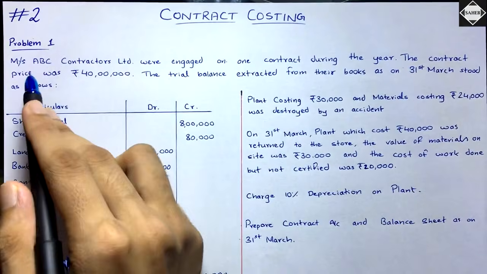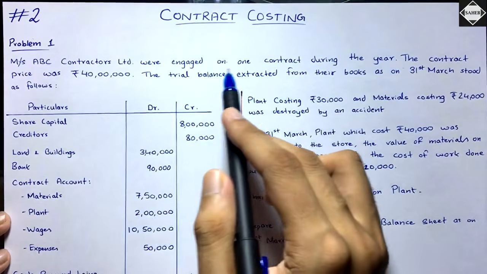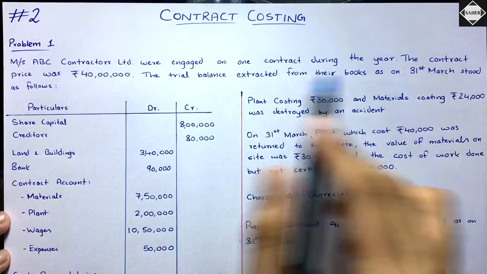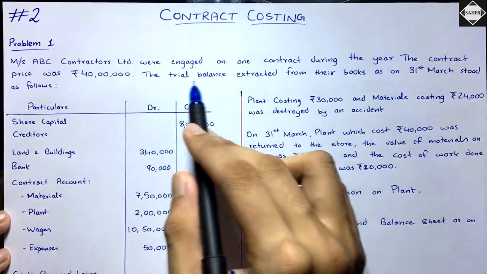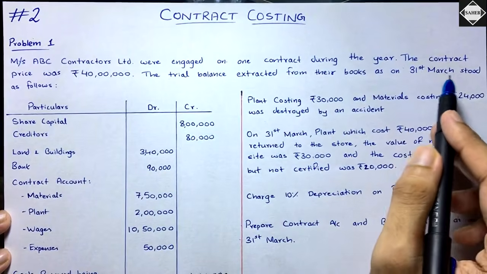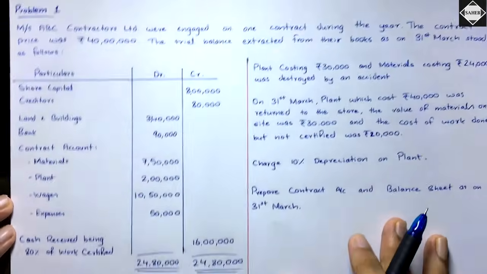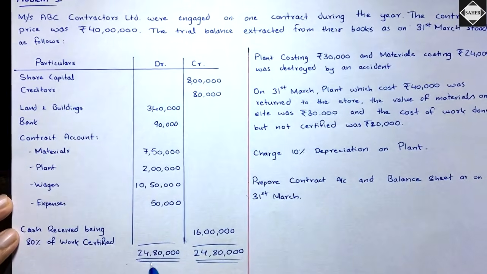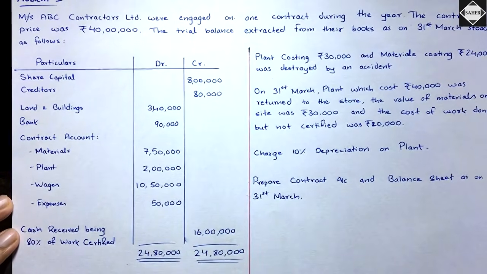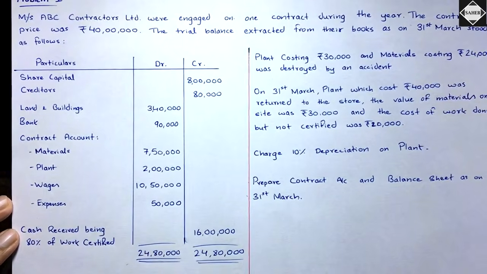So see here, ABC Contractors Limited were engaged on one contract during the year. The contract price was rupees 40 lakh. The trial balance extracted from their books as on 31st March stood as follows. So here we have the trial balance, isn't it? See here, the whole trial balance is given and it tallies: 24 lakh 80, 24 lakh 80. That's what happens, right? All the debit balances are equal to credit balances.